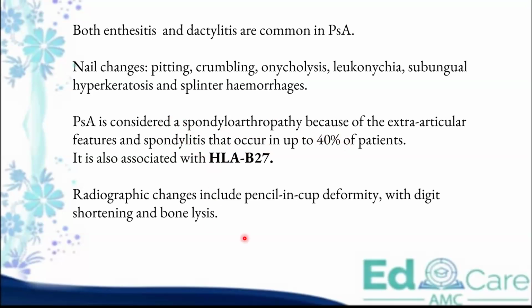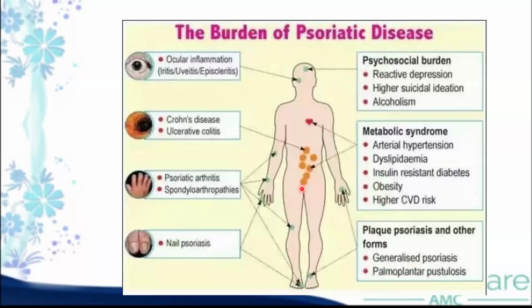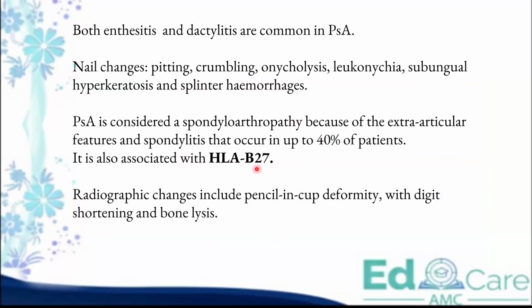So this pencil cup deformity, I couldn't put a picture. It's commonly seen in psoriatic arthritis. That is like when you look at the X-ray of the finger, due to the joint erosion, it looks like there's a very thin bone in a large cup. So like a pencil inside a cup, right?